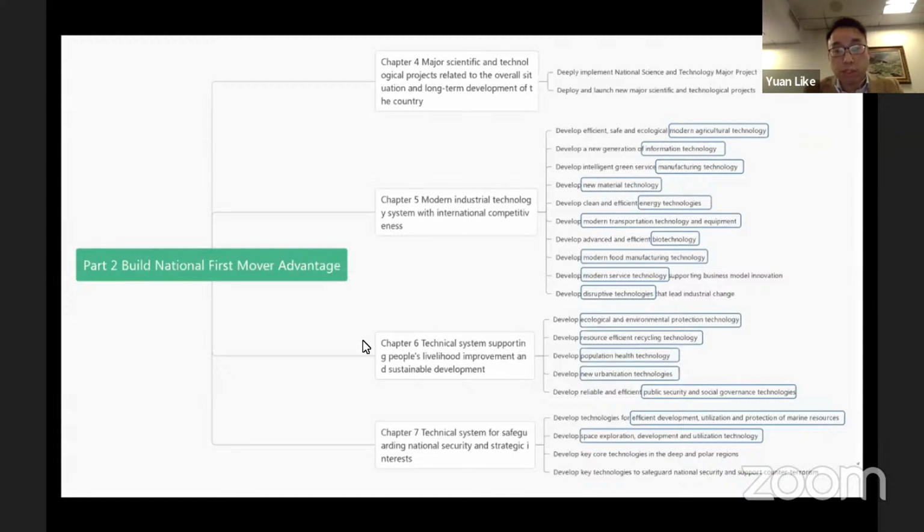This is more detailed information about part 2, build the national first-move advantage of the 13th science and technology plannings. We can find in chapters 5, 6 and 7 some detailed technology fields, such as modern agricultural technologies, information technologies, manufacturing technology, new materials technologies, energy technologies, and so on.